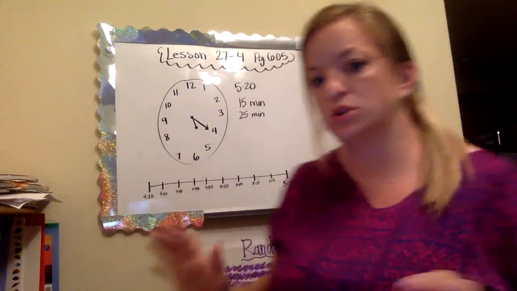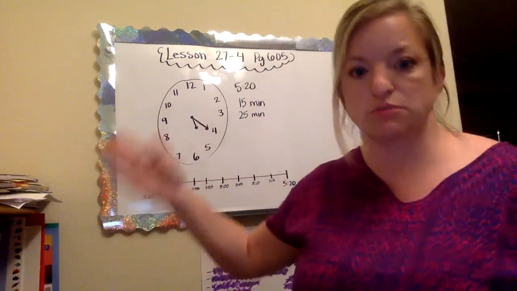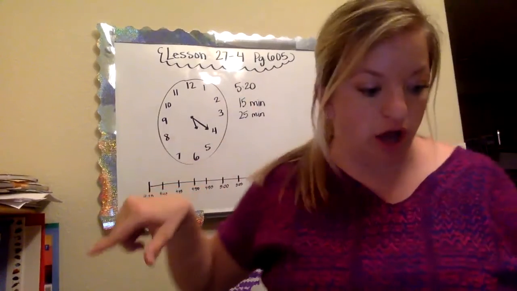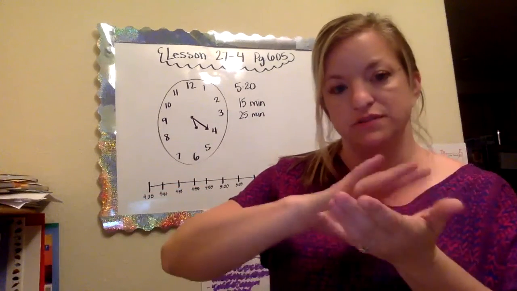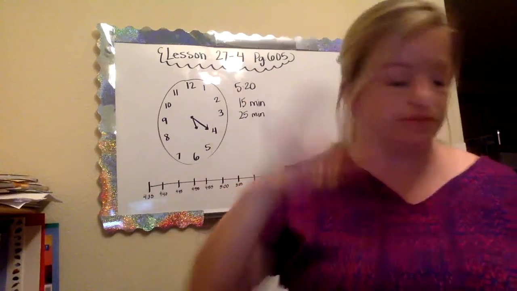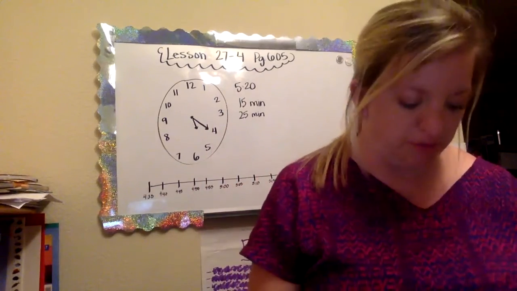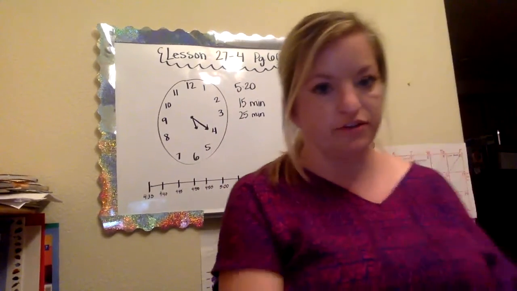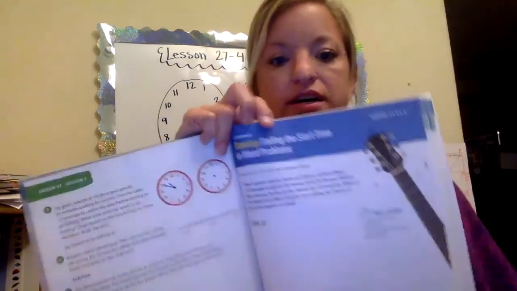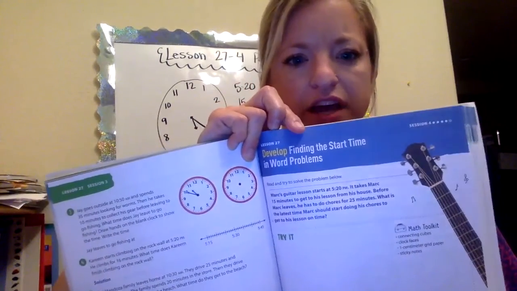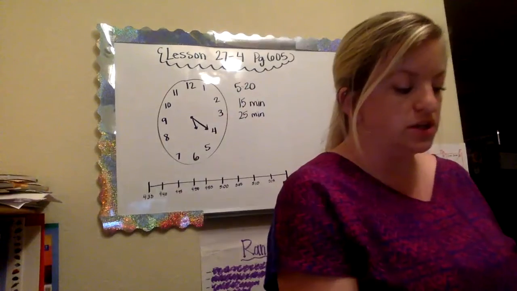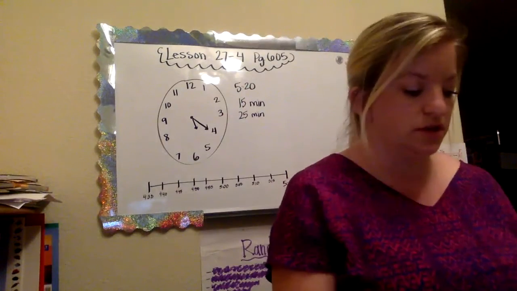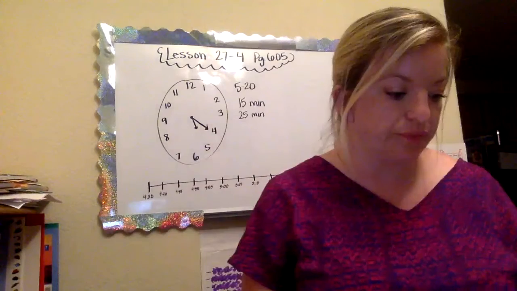time, which means we're going backwards on the number line, we're going backwards on the clock, because you have to be prepared for the amount of time that they're going to need to go forward. So I am on page 605, and up in the blue it says you're going to find the start time in word problems. Again, you're going to read these problems 3 times so you can learn what you need to get out of it.